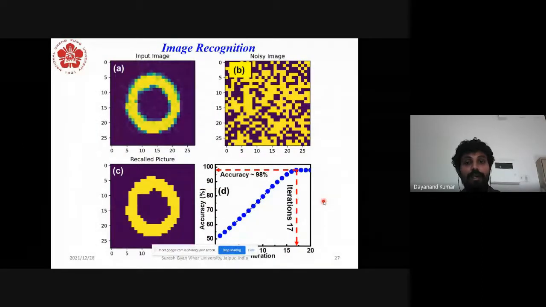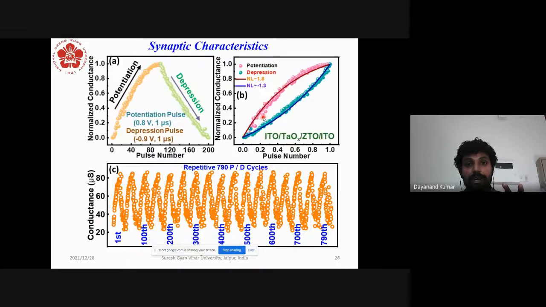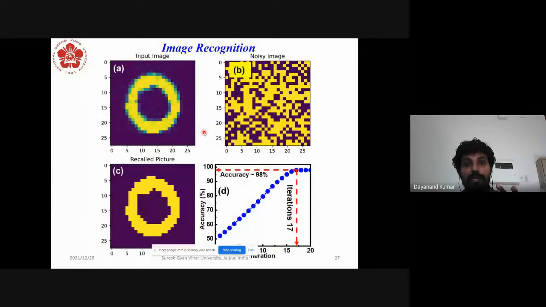Here is the image recognition, because our work is on image recognition. This is the input image. We give the input image to our device, and this is the noisy data, which is our data from the potentiation and depression. This is random data, and we use the Hopfield neural network to check the accuracy of our device. After 17 iterations, it can easily recognize this image again. This is the recalled picture, meaning the recognized image, and the accuracy of our device is 98%. That is really good for this device.